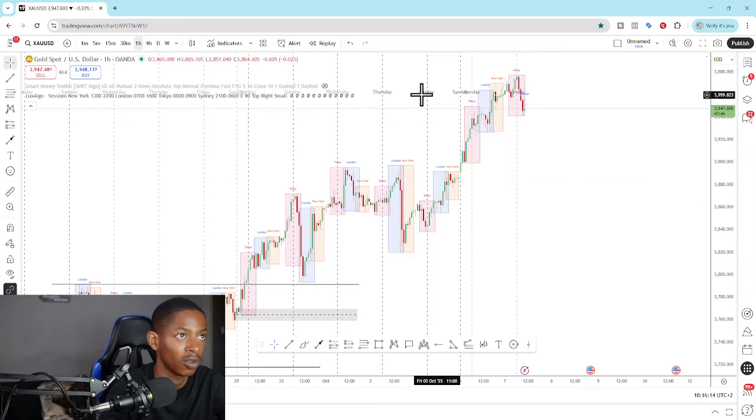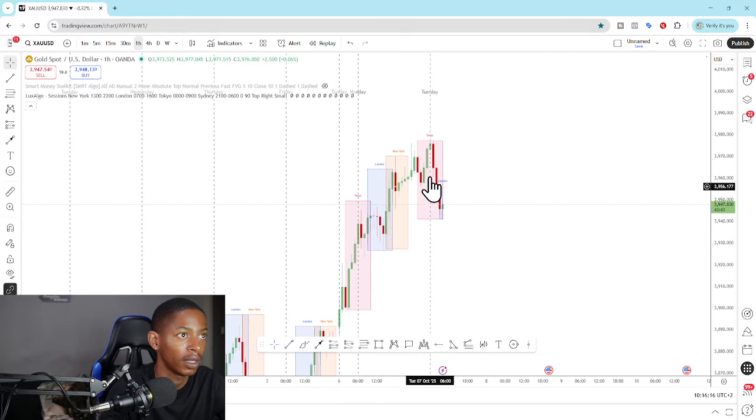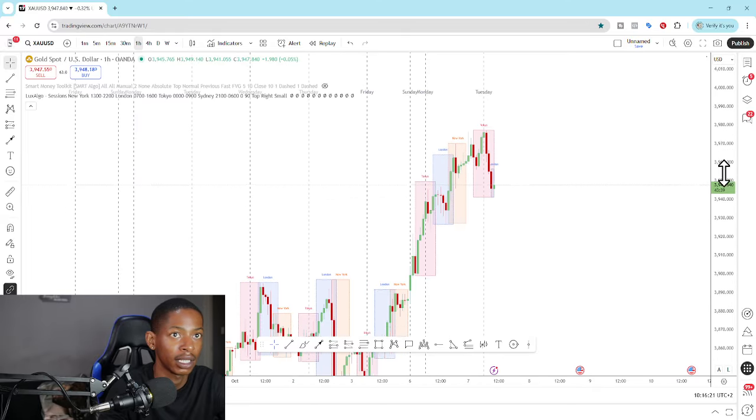I can see Tokyo, New York. I can see the days. Like today, we're here on Tuesday. We started off with Tokyo, and now we are about to enter the London session.